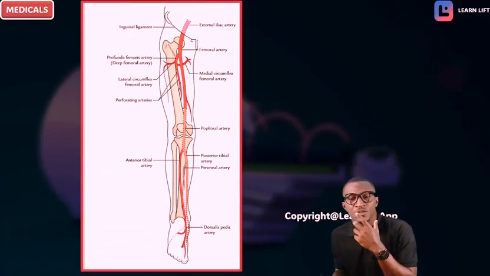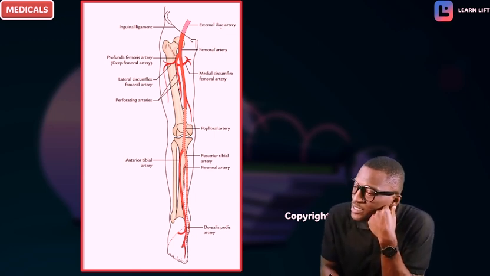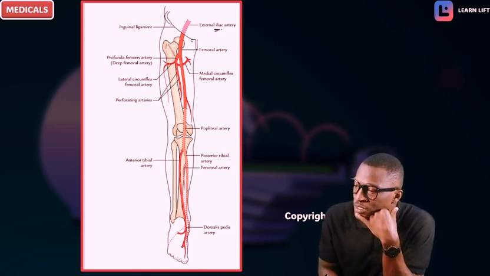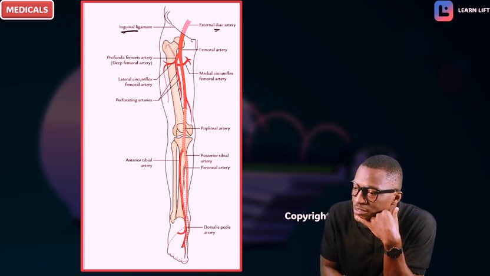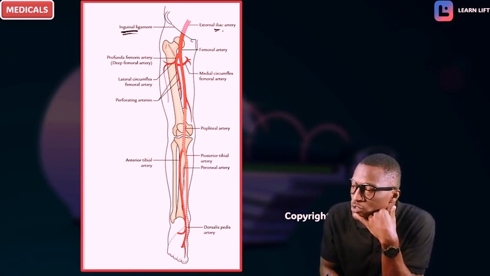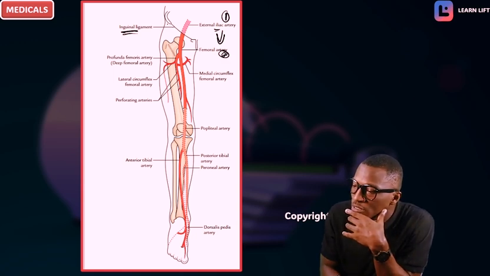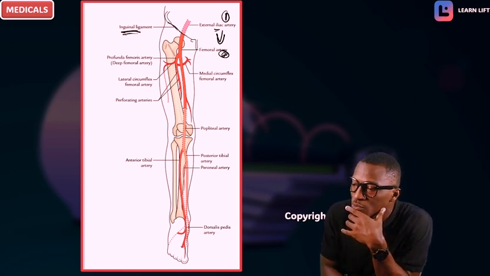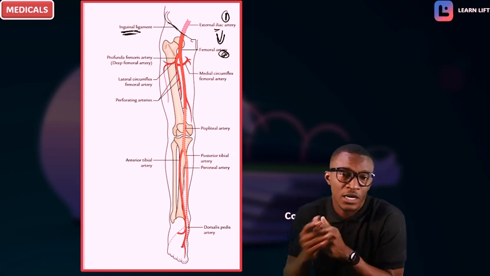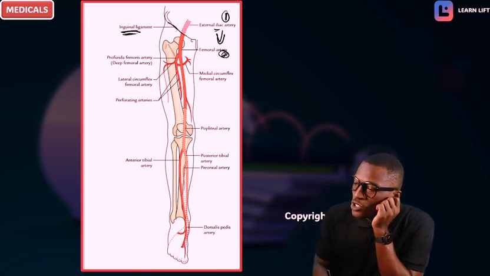Now everybody, all eyes on the diagram. First, we said this is the external iliac artery. At the inguinal ligament, the external iliac artery becomes the femoral artery. So let's do this arrow. This is 1, let's call this 2. Immediately it passes through the inguinal ligament, it becomes the femoral artery. Are you seeing that? And the femoral artery is now lying in the thigh.